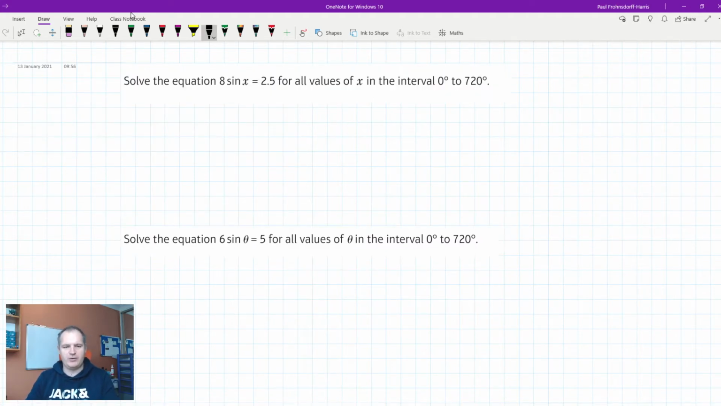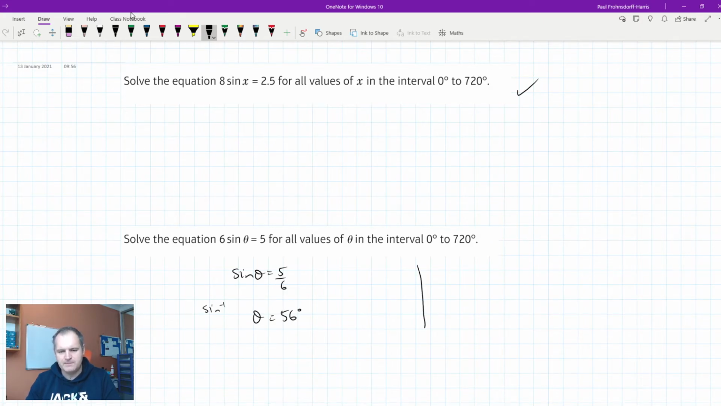Now let's skip on here. We've got 2 more. So we've just done that one. This one is 6 sin theta equals 5. So sin theta, first of all, is going to be 5 divided by 6. I'm then going to sin to the minus 1. So theta equals sin to the minus 1 of 5 over 6. Make sure you're in degrees mode when you do this. So you get theta equals 56 degrees.